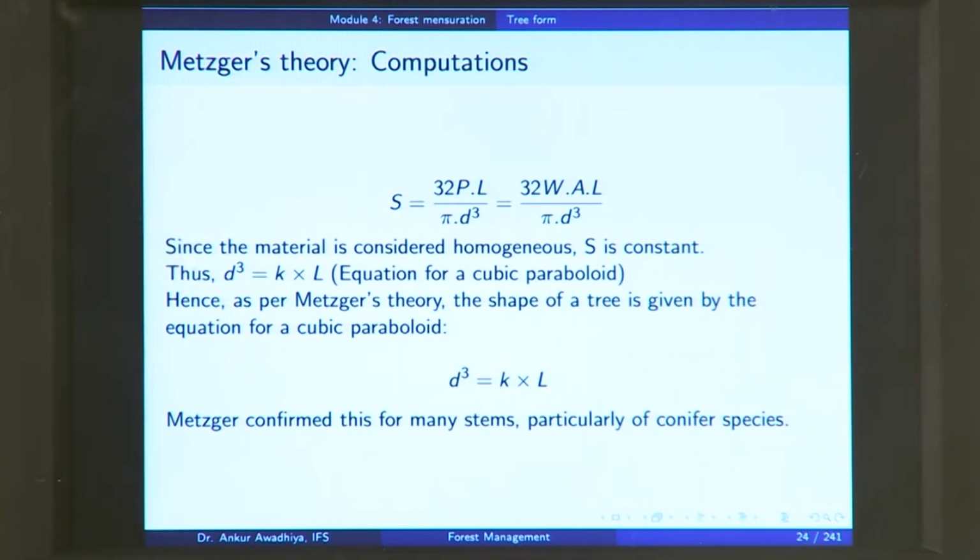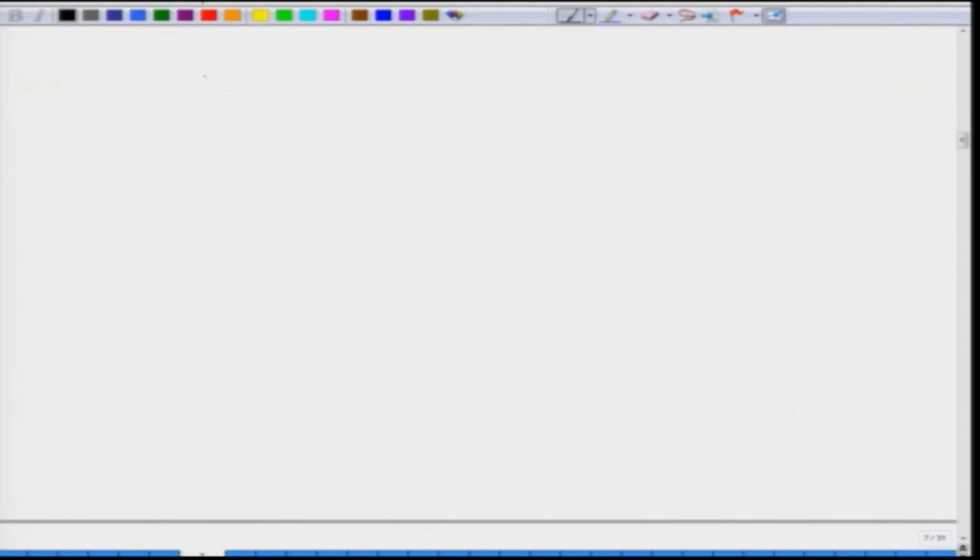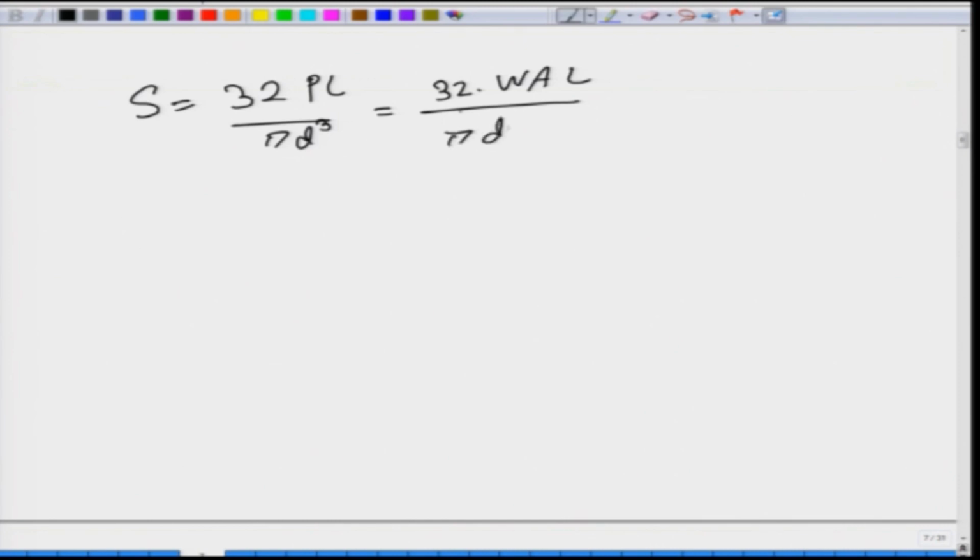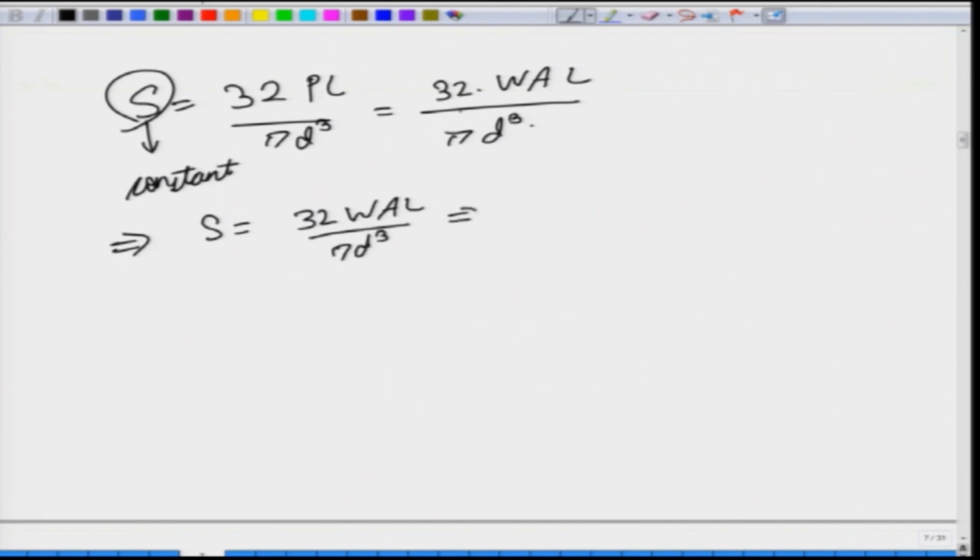So, what we are getting here: we said that S is equal to 32 P L by pi d cube, which is equal to 32 into W A L divided by pi d cube. Now, S is a constant. So, S is equal to 32 W A L by pi d cube, which gives you that d cube is equal to 32 W A L divided by pi times S.